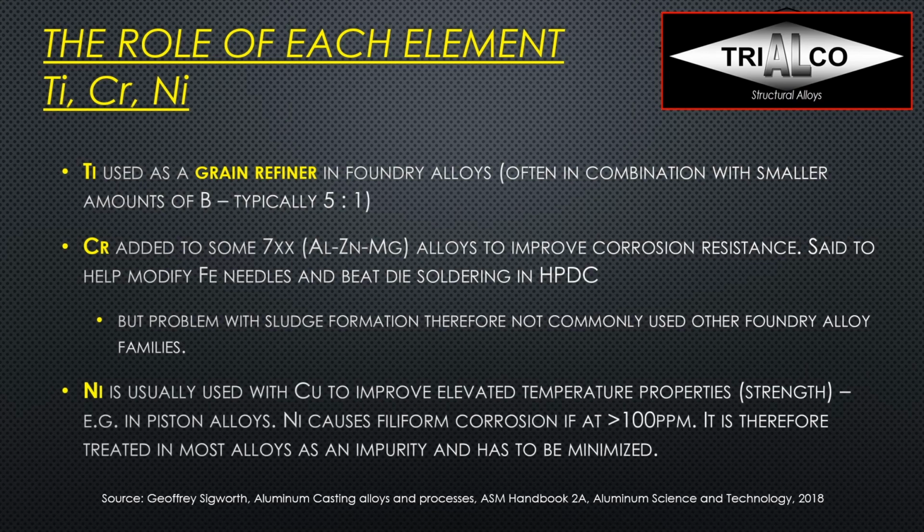And then we have nickel, and nickel, of course, we know it is added in combination with copper, usually to improve elevated temperature properties, and as that it is very good. High temperature strength, so for example in the 242 alloy. It is also used in piston alloys.